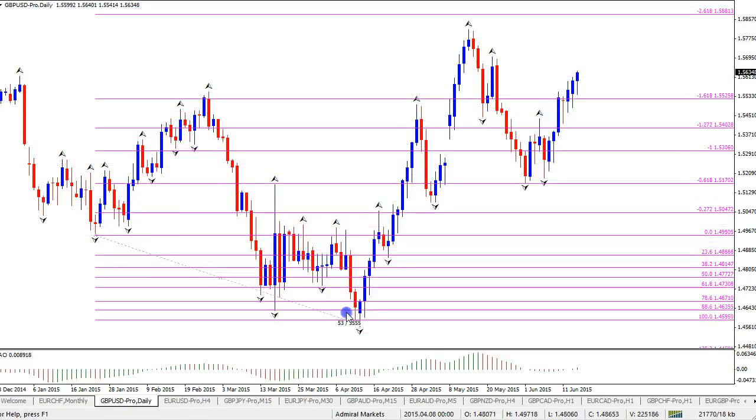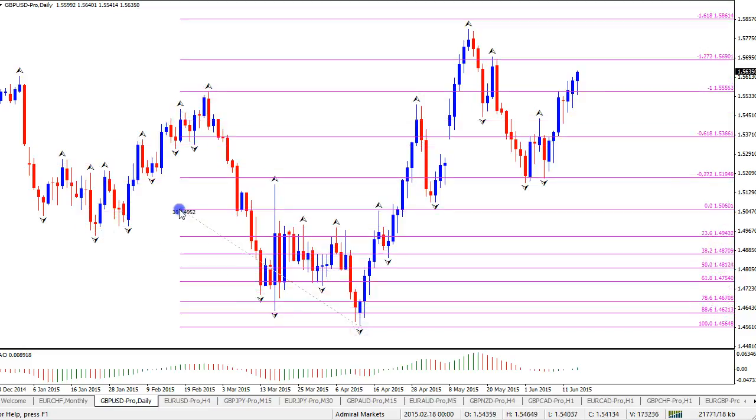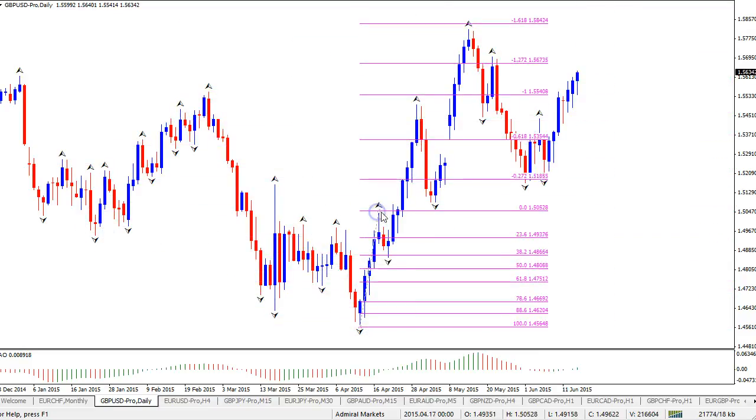Now the minus 272 target is the first target, and basically it will typically tend to be respected even if price retraces shallow or medium, anywhere between 23.6 and the 61.8 Fibonacci retracement level. We'll still respect that minus 272 target. It's actually the main target with a deep retracement down to the 78.6 or the 88.6 fib. But the main target is the minus 61.8.